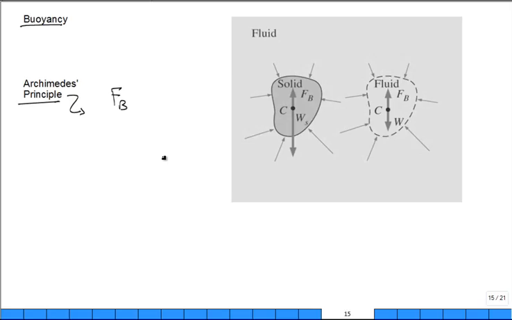And the magnitude of that upward buoyancy force is equal to the weight of the fluid that's displaced by the solid. The weight of the fluid that's displaced. Everybody heard that, seen that? Very good. How do they do that? Well, here's one way of doing that. Think of this: the solid sitting here and it displaces some fluid, right?